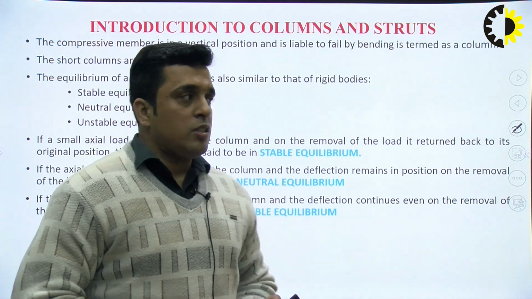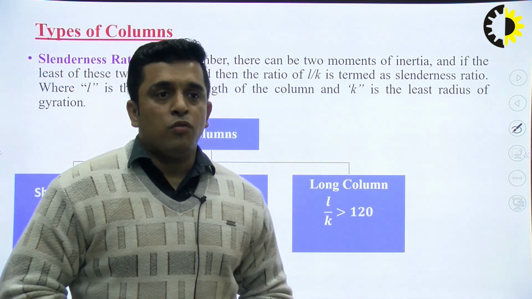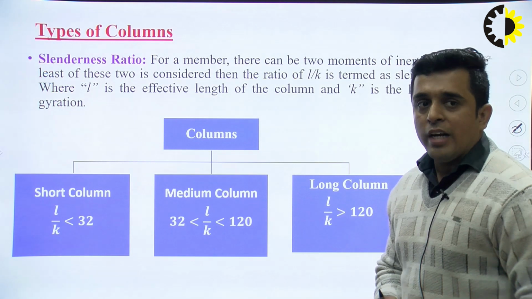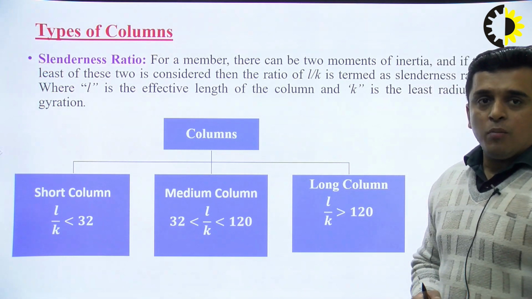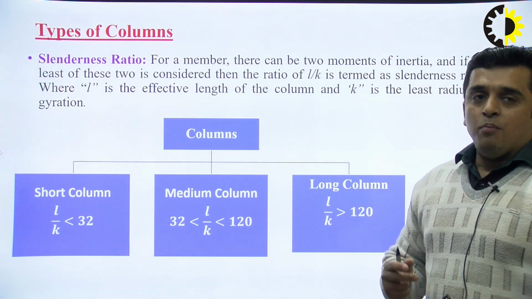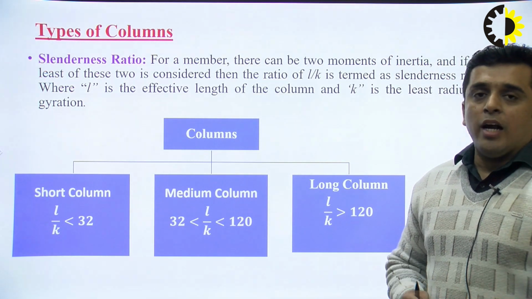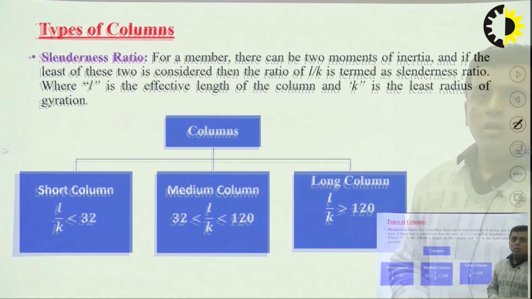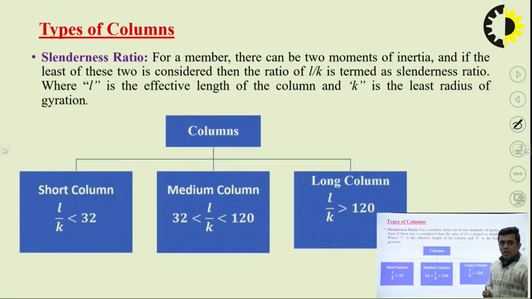This we have discussed. Then the types of column are classified on the basis of these categories: short column, medium column and long column. These three categories are identified on the basis of a term named slenderness ratio. The ratio of equivalent length to the least radius of gyration is known as slenderness ratio, that is, S_E is termed as L_E by K.